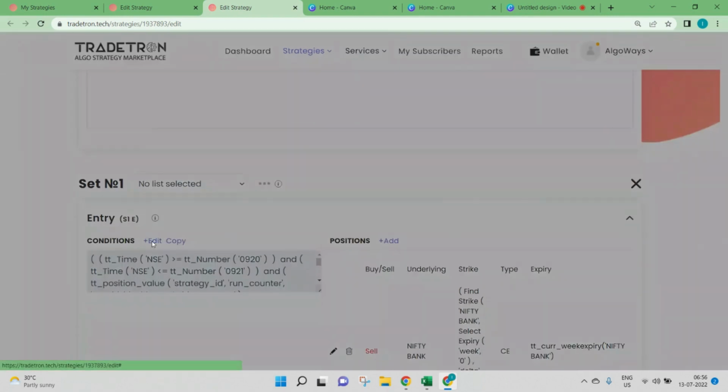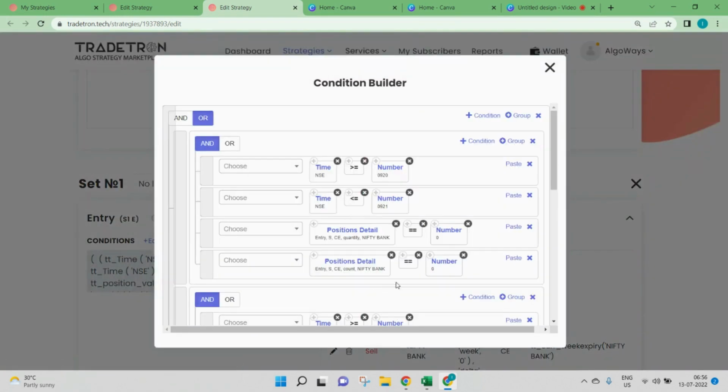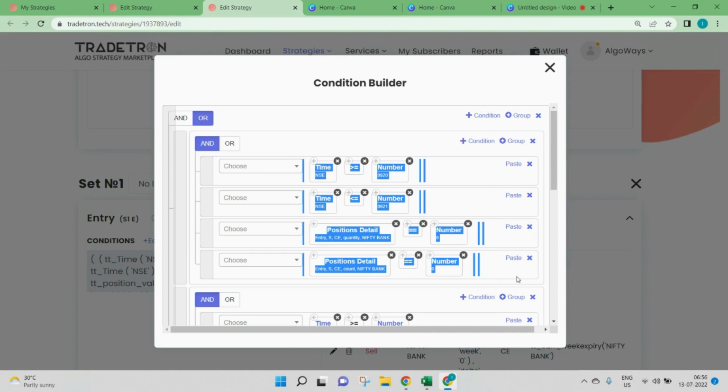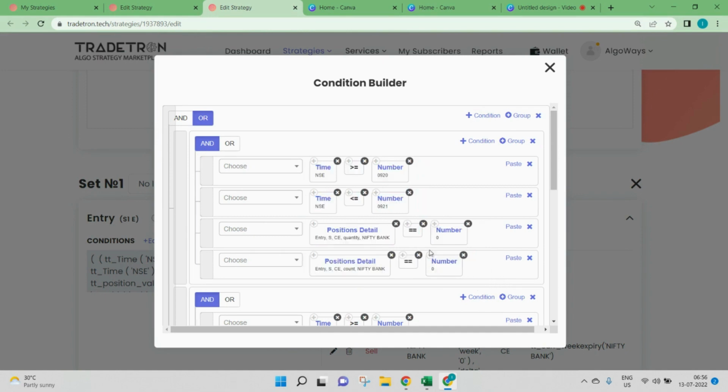So let us go to the entry. I have kept two kinds of entry here. The first entry will happen at 9:20, I have kept the time as 9:21. So this particular set of conditions will take one entry only at 9:20, because after 9:21 we don't want any entry through this particular set of conditions.